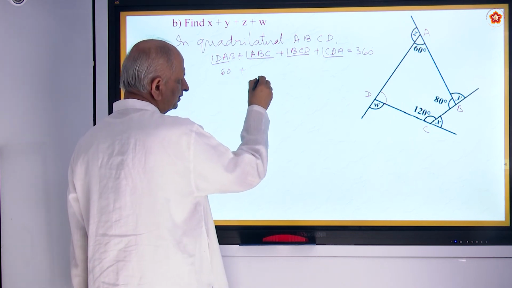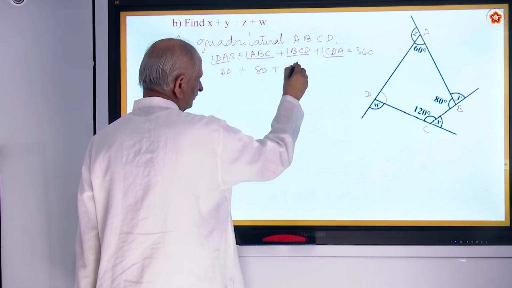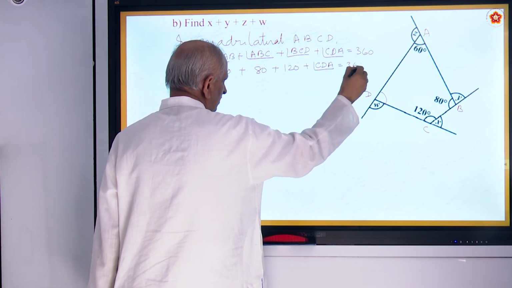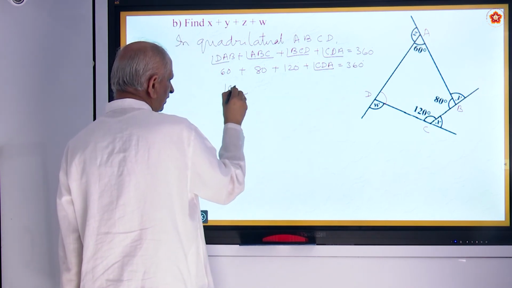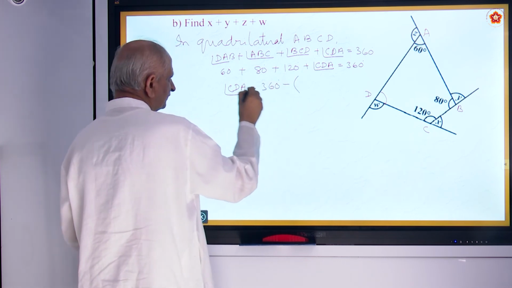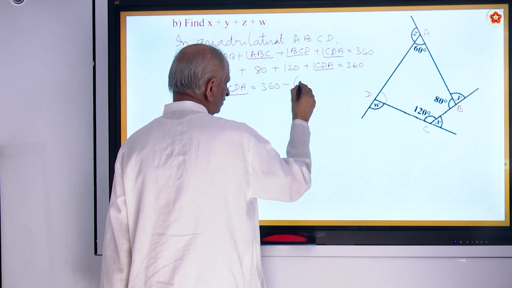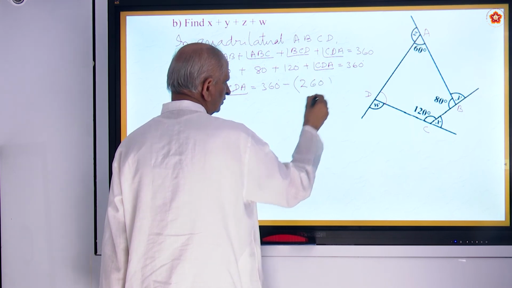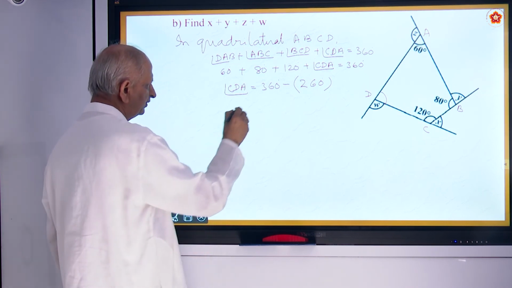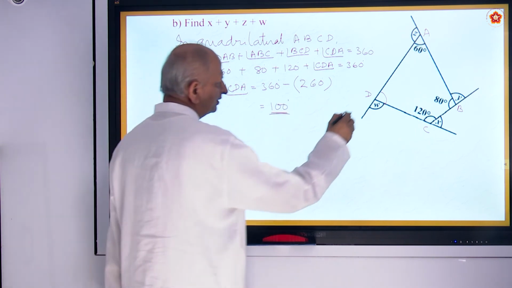Then you have ABC given to be 80. BCD is given to be 120. And CDA you have to find out, is equal to 360. So CDA will be equal to 360 minus (60 plus 80, 140, plus 120), so 140 plus 120 becomes 260. So this angle becomes 100 degrees. CDA becomes 100.